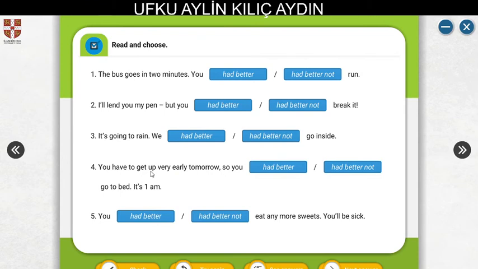Let's use had better or had better not. The bus goes in 2 minutes. You had better run. I lent you my pen, but you had better not. It's going to rain. We had better go inside because it's raining. We can get wet. You have to get up very early tomorrow, so you had better go to bed. It's 1 a.m. You eat any more sweets. You had better not eat any more sweets. You will be sick. Yes.